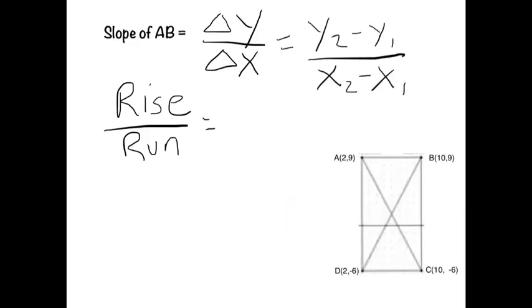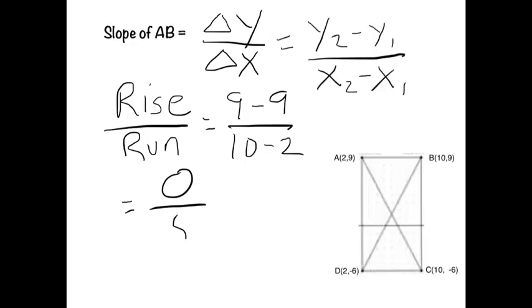In this case, we are looking for the slope of AB. So on the top, we've got the y values, and on the bottom, we've got the x values. First thing you should notice is that 9 minus 9 is just 0. And 10 minus 2 is 8. That fraction reduces to 0, showing us that this horizontal line, and in fact any horizontal line, including this one down here, should have a slope of 0.